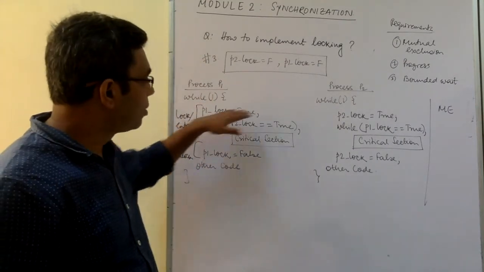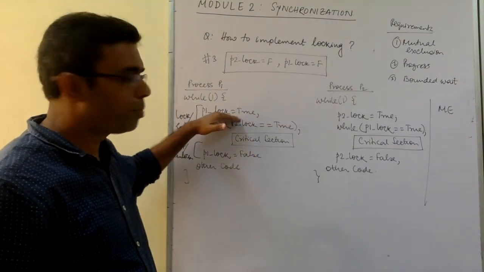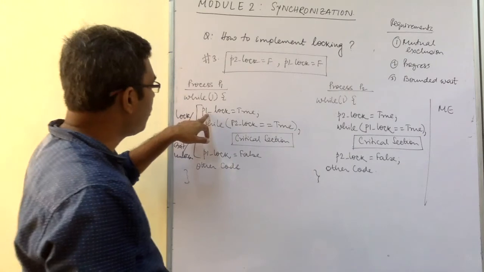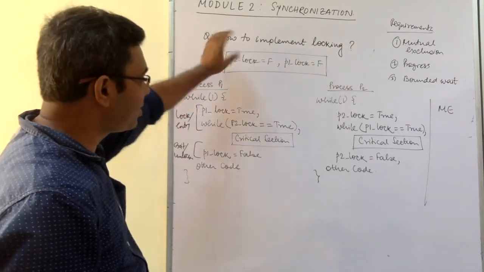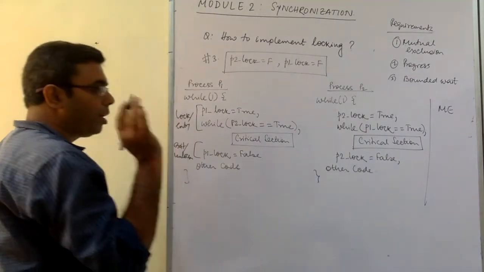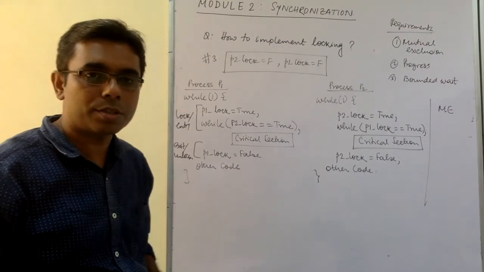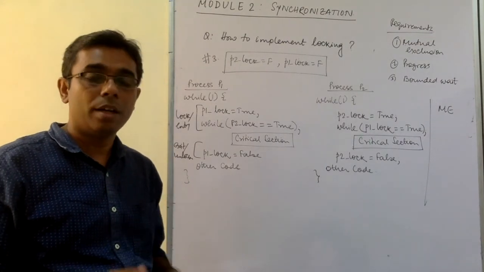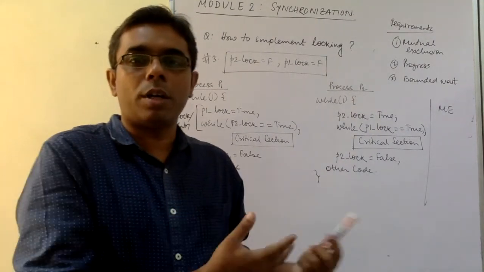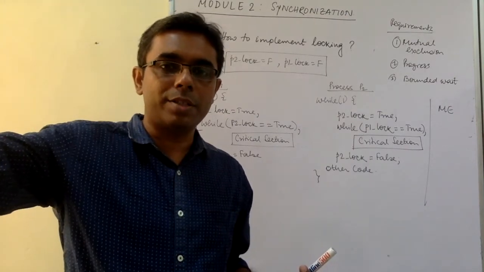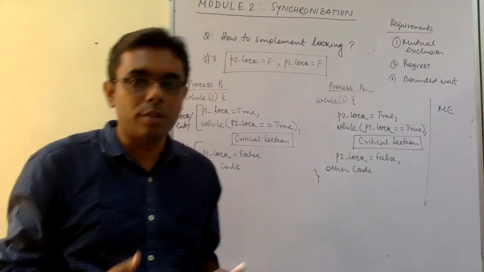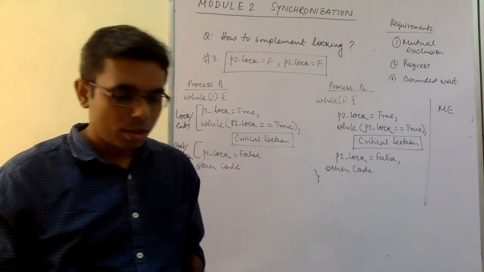But look at the condition here. If you are using P1 lock or P2 lock, and if you have P1 lock equal to true and P2 lock equal to true, there's every possibility that mutual exclusion will be satisfied, because you are first making your lock equal to true. So if the other process has false, then automatically the one with the true lock will be able to enter.